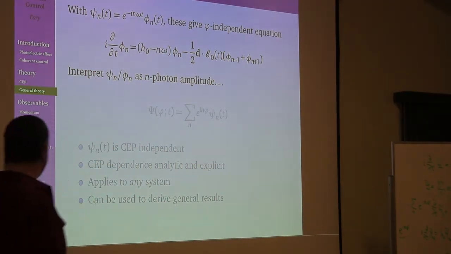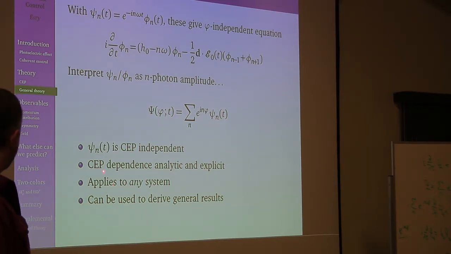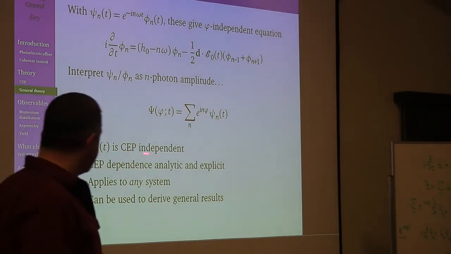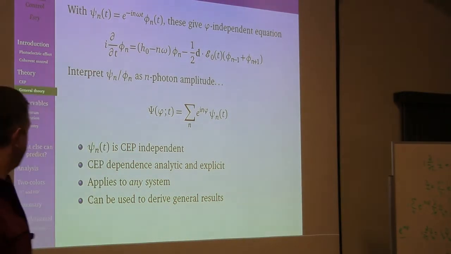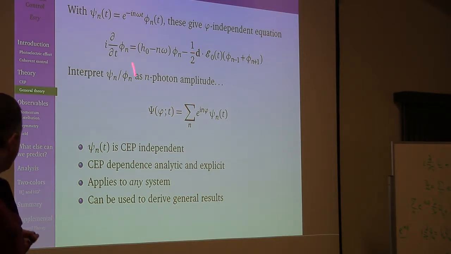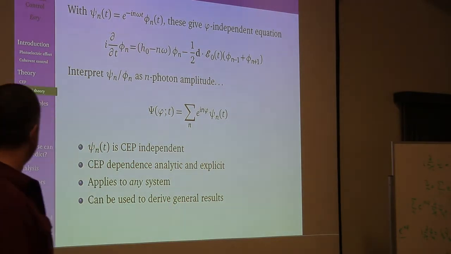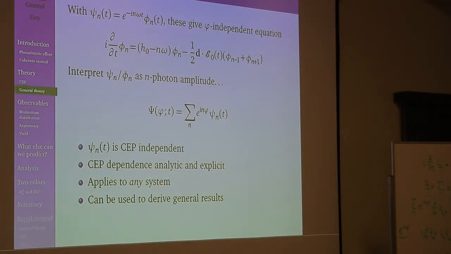And so this is just bullet points basically repeating what I've said: this is an exact statement. These amplitudes don't themselves depend on the CE phase, which means the CE phase dependence is analytic and explicit. Moreover, this applies to any system. I didn't tell you what H naught was, I didn't tell you what the dipole was. So this is any system. And I wrote it in length gauge, for those of you who know what that means, but it applies equally well to velocity gauge. As long as you're working in the dipole approximation, this is fine.